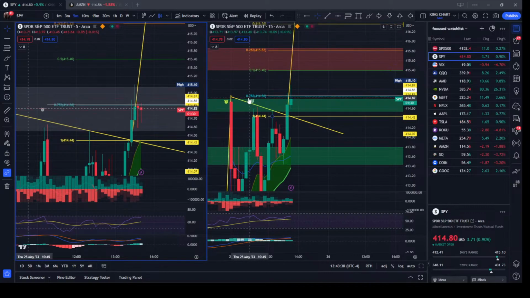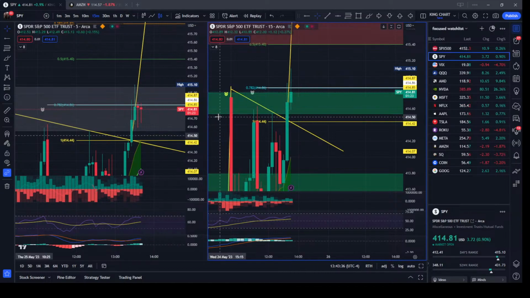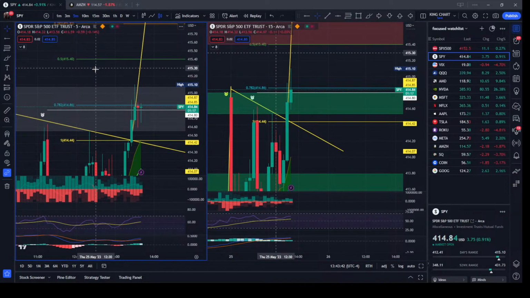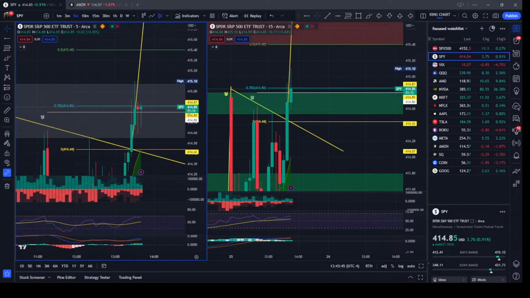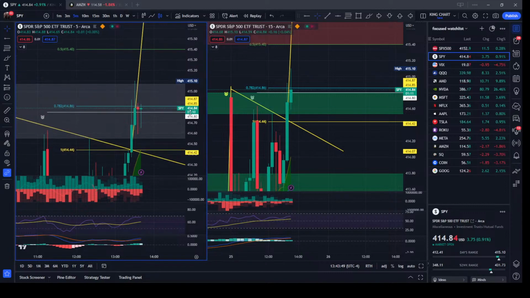And I actually didn't see this before, but we are breaking out of the supply zone on the 15. That is 414.80. So that looks like actually a good spot. I'm going to move my line down there. Yep, 414.80. Ooh, let's go. Come on, let's do it.